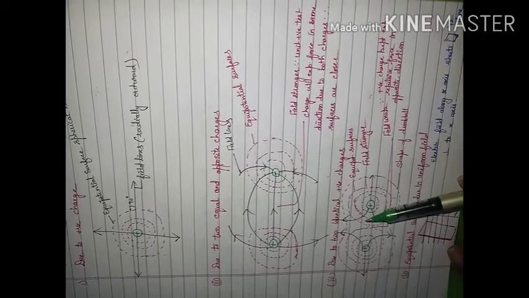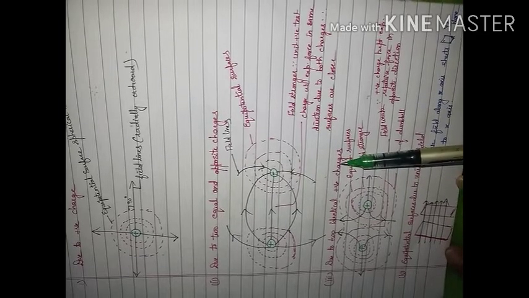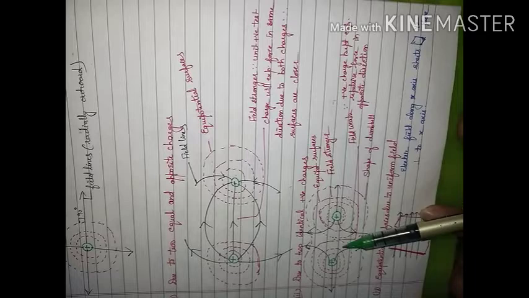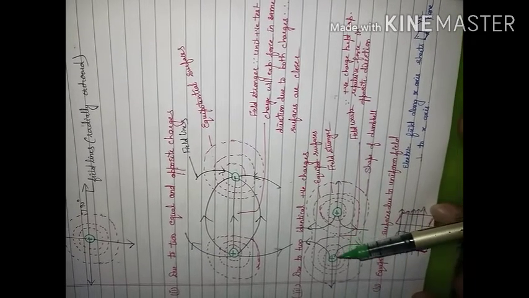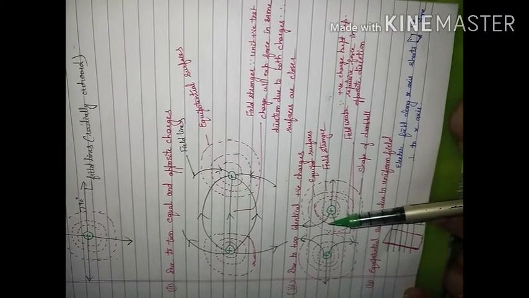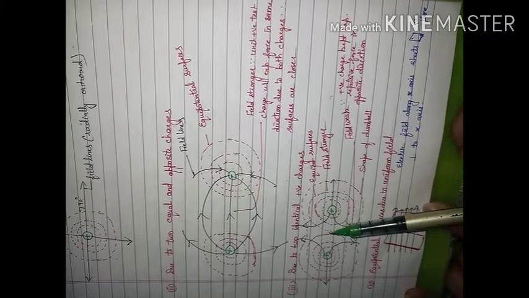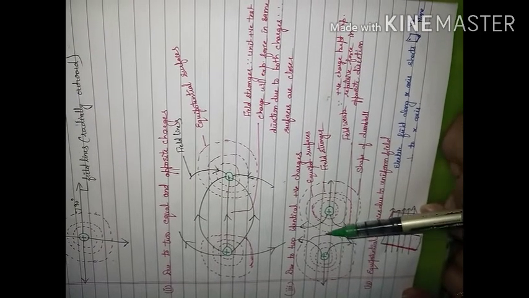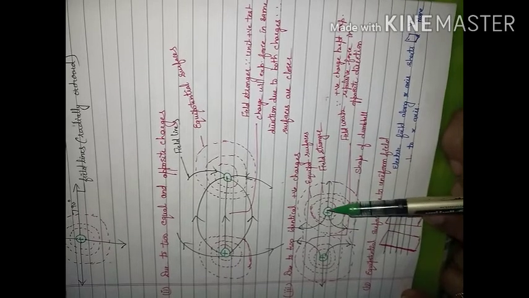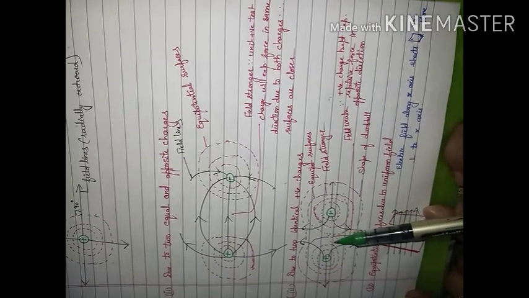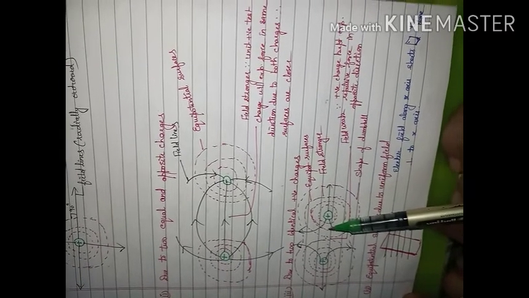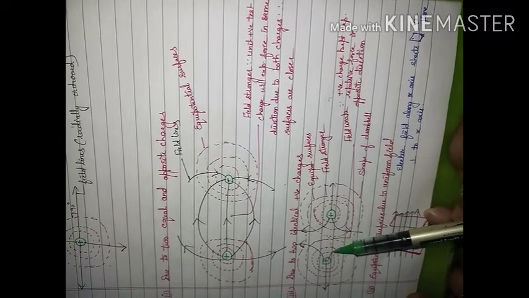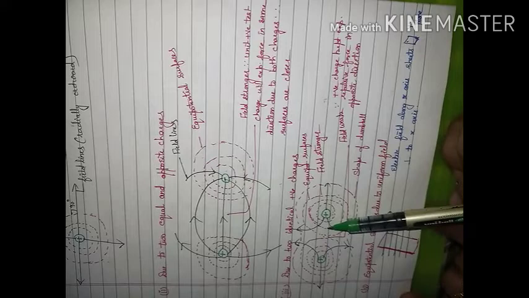If we consider the case of two identical positive charges, these will be the field lines, and the gap between equipotential surfaces in between the charges will be more. It means the field is weak here. If you keep a unit positive charge here, this will repel the charge in this direction and this will repel the charge in this direction. So both forces try to cancel each other's effect, the field will be weak, and equipotential surfaces will be away from each other.